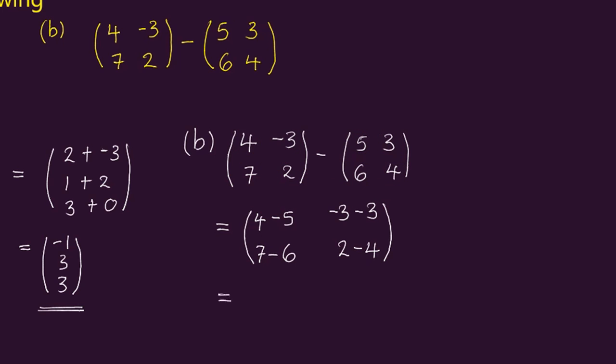Okay, so 4 minus 5 gives us minus 1, negative 3 minus 3 gives us minus 6, 7 minus 6 gives us 1, and 2 minus 4 gives us minus 2. So that becomes the solution to part B.